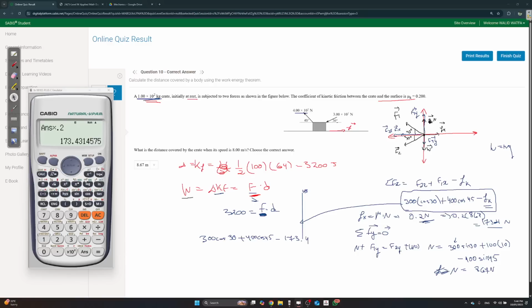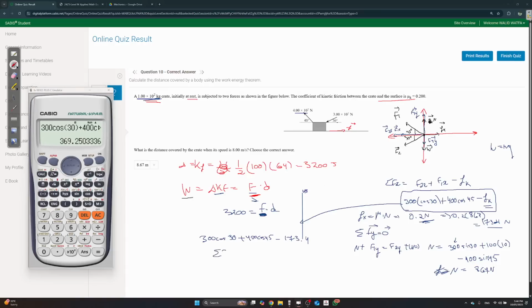Right? So let's put it in the calculator. 300 cosine 30 plus 400 cosine 45 minus 173.4, and you get this. So this is your resultant force.